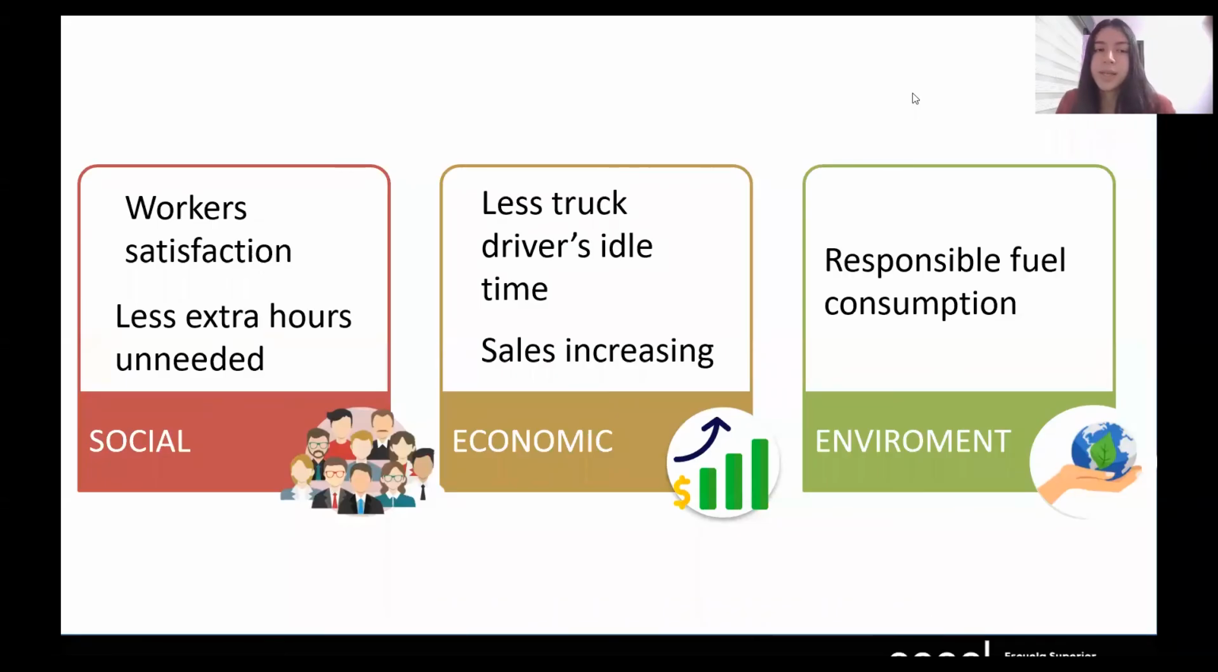It is worth analyzing how the solutions will impact social, economic, and environmental aspects. In a social aspect, worker satisfaction will be higher because fewer extra hours will be needed. In an economic aspect, there will be fewer truck drivers waiting at a time because they won't have to wait until the trucks are completely loaded. A sales increase is expected in the long term. And in an environmental aspect, there will be more responsible fuel consumption.